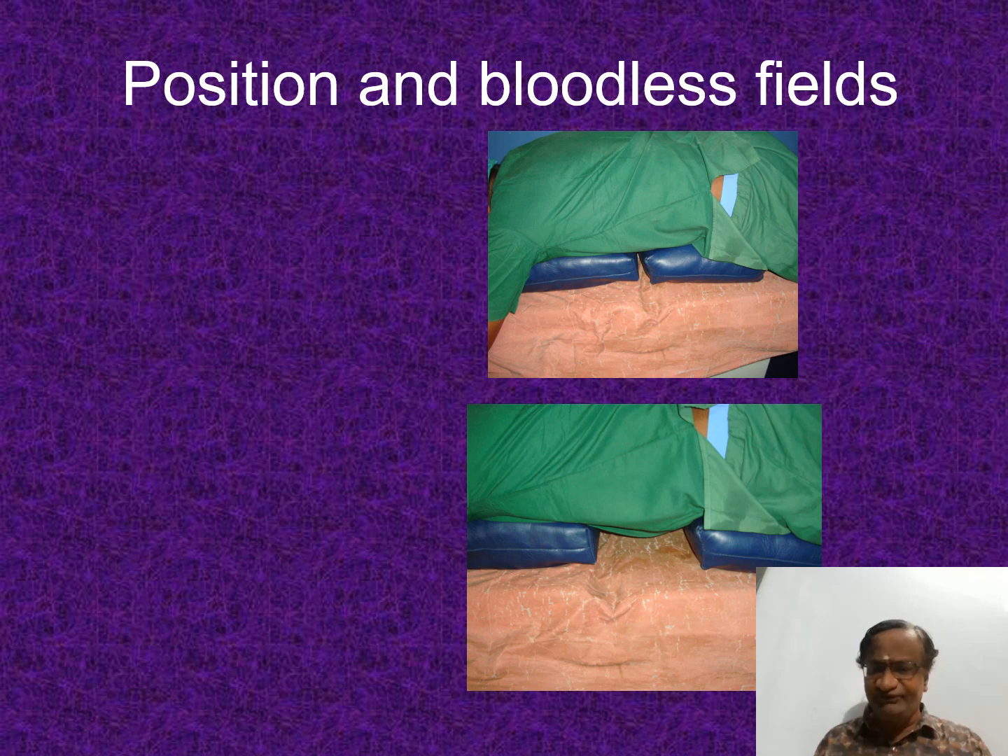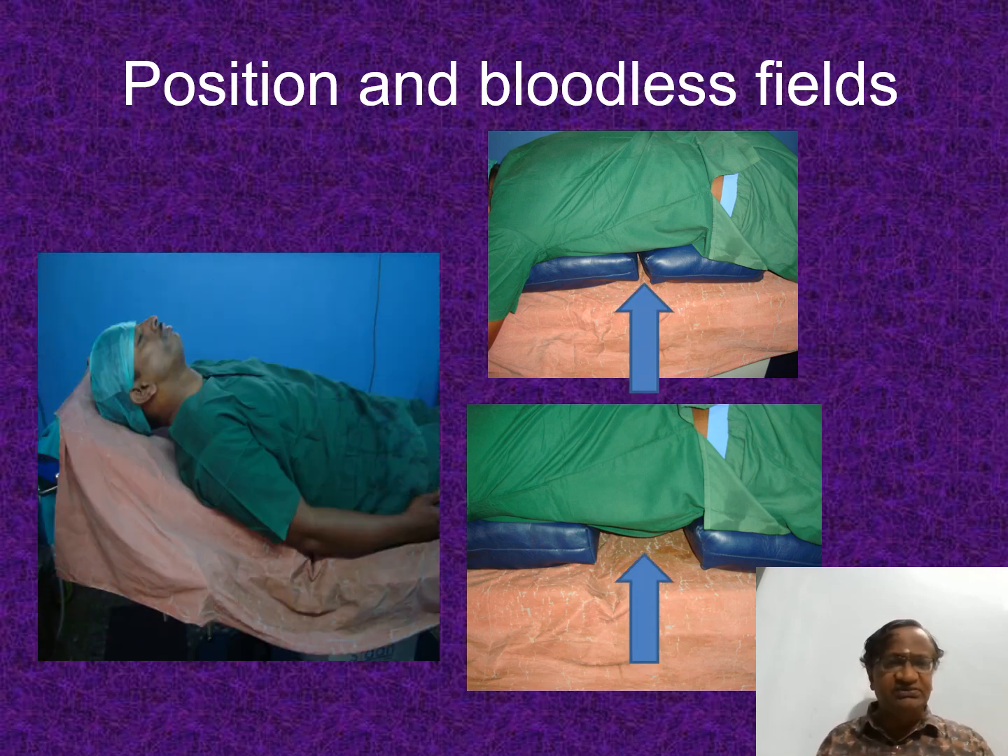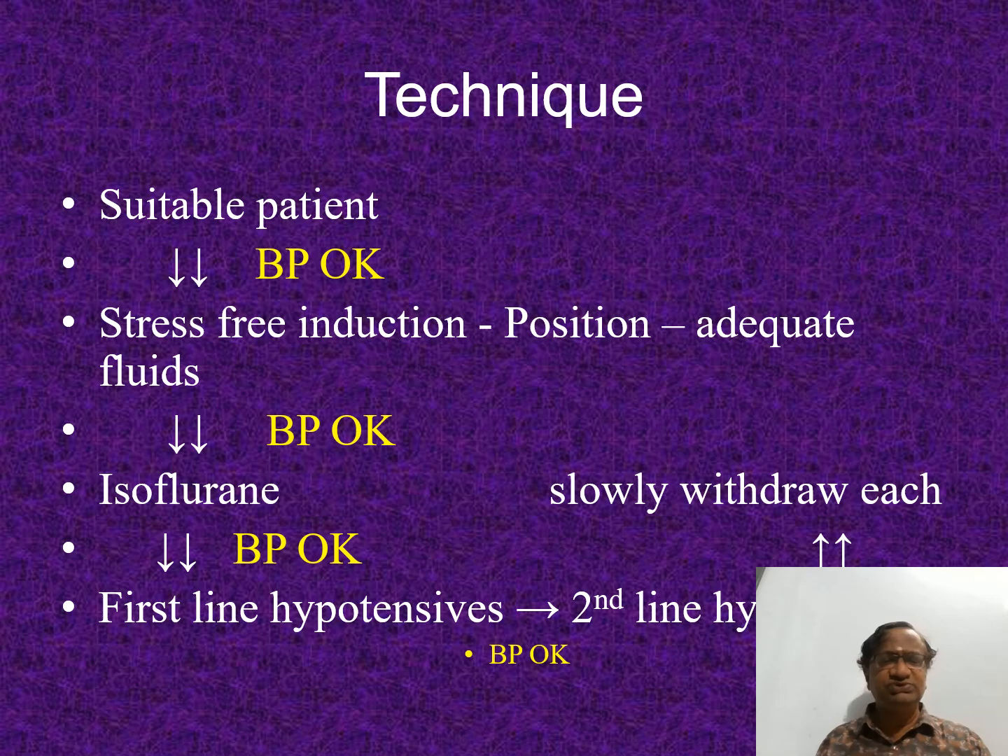Now, position and bloodless field, you can see here, this is the problem, this is better. Now, this is better. Now, a suitable patient. So, the patient should have an indication. What are the indications? Sprained. You should not have contraindications. Ischemic stroke as a suitable patient. Uncontrolled hypertension? No. BP is okay.